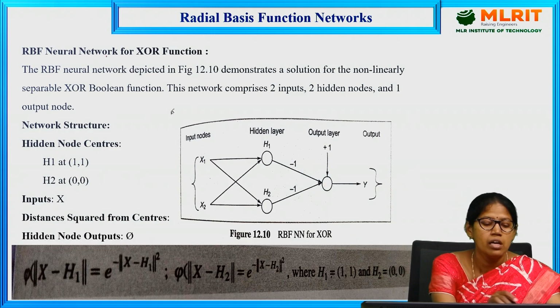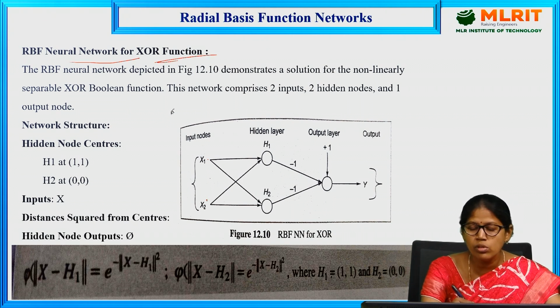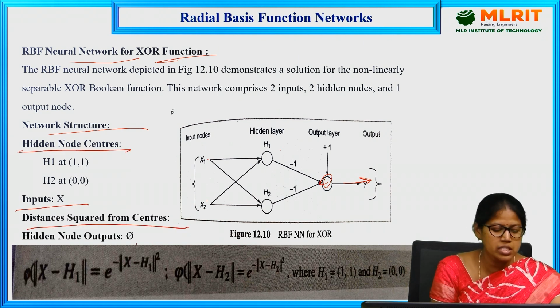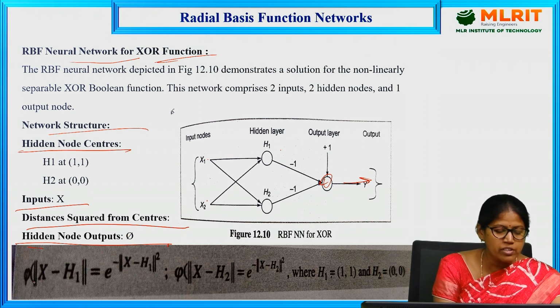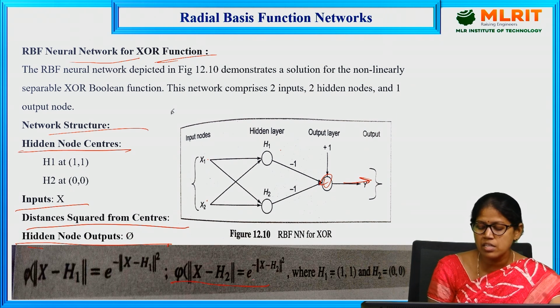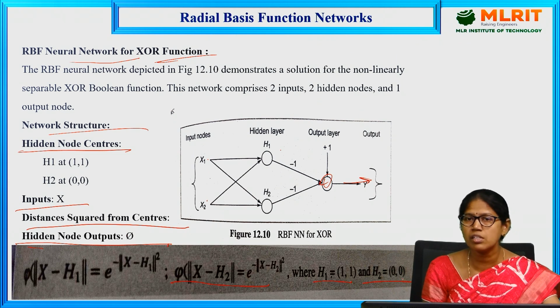So let's see the RBF neural network for the XOR function. Here we have taken 2 input nodes, 2 hidden nodes, and 1 output node, producing the output. Network architecture: hidden node centers, input distance squared from center, hidden node, output phi. So the formula is phi of x minus h1 equals e to the power of minus the norm of x minus h1, whole squared. Here phi of x minus h2 equals e to the power of minus the norm of x minus h2, squared, where h1 equals (1,1) and h2 equals (0,0) are the values.